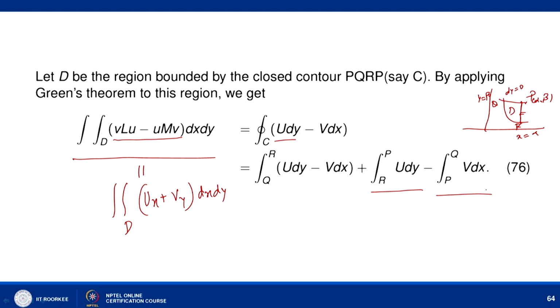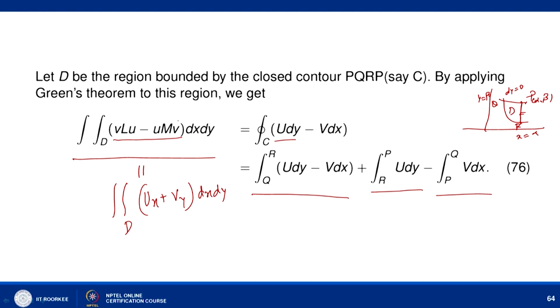So here the integration of (vLu minus uMv) dx dy, which is given as the double integral of (ux plus vy) dx dy, then we use Green's theorem, we write it as the line integral of u dy minus v dx, and then we truncate. So using the expression for C we have written it as along QR plus RP plus PQ. So along QR we have this, along RP the dx component is missing because dx is 0, and along PQ we have only the dx component because dy is 0.